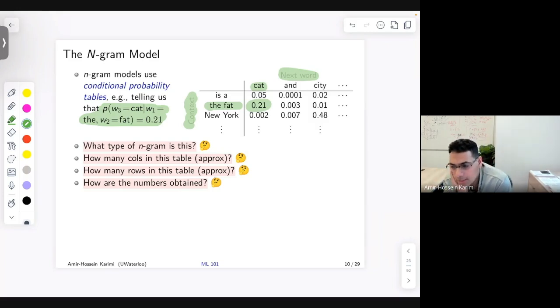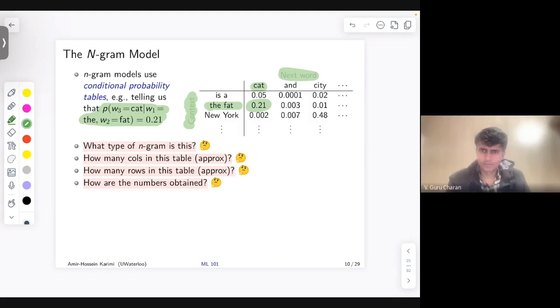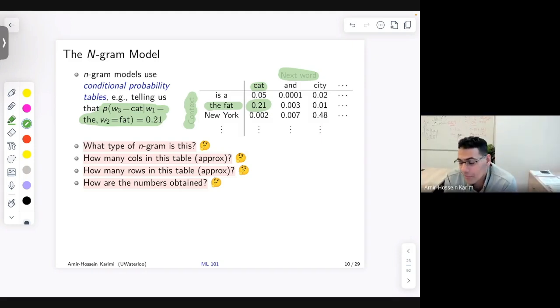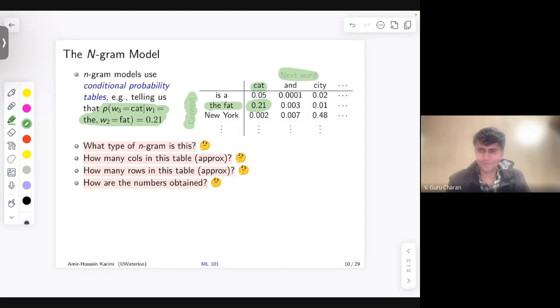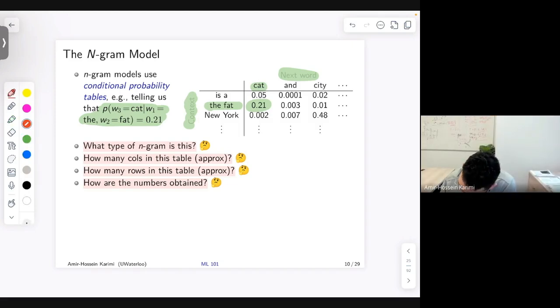How many columns does this table have? I mean, it has 3 on the slide, but overall, how many columns does this table have? It can have infinite columns, I think. Can have infinite columns. Let's say I'm only trying to model the English language. How many columns would it have? As many as there are possible words in English language. Okay, so Guru is saying that the number of columns is equal to the size of my vocabulary, which I called V. How many rows does it have?